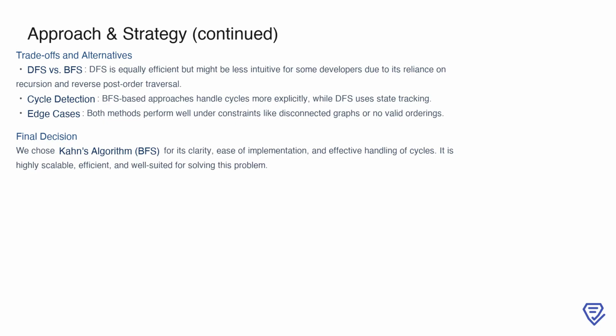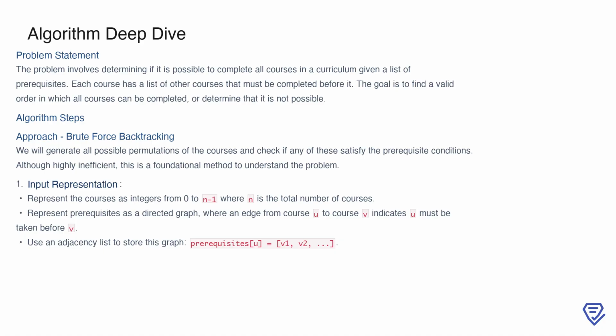Additionally, Kahn's algorithm handles cycle detection more explicitly by verifying if all nodes are processed. Both approaches handle edge cases well, such as disconnected graphs or situations where no valid ordering is possible. Ultimately, we chose Kahn's algorithm due to its clarity, ease of implementation, and natural ability to detect cycles. It is highly scalable and works efficiently within the constraints of the problem, making it an excellent choice for solving Course Schedule 2.